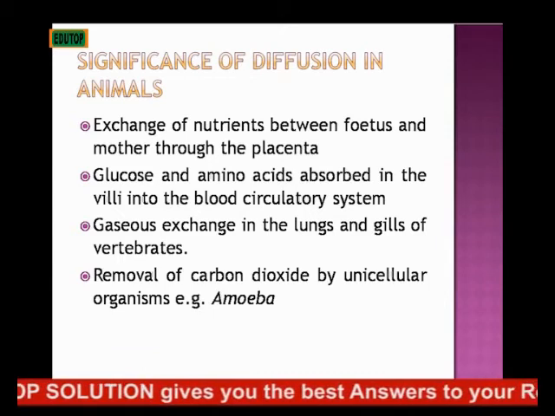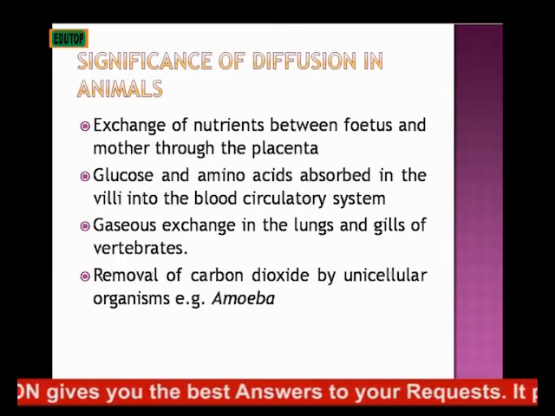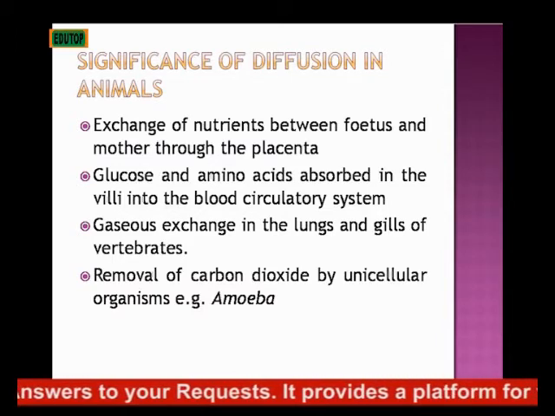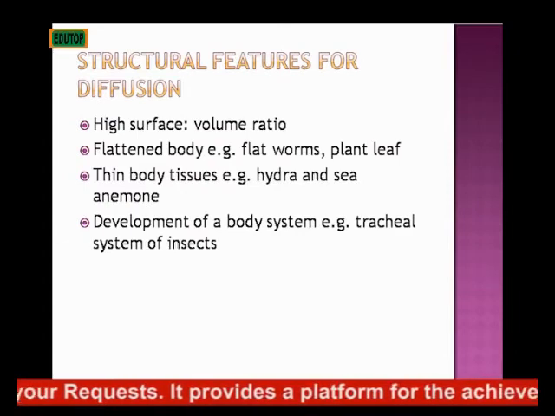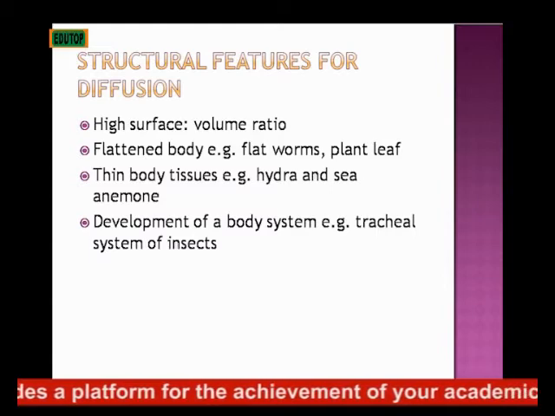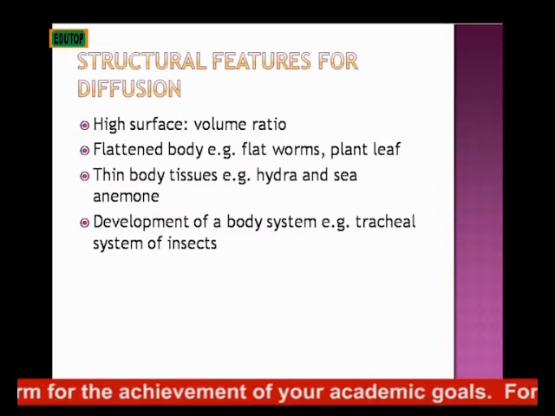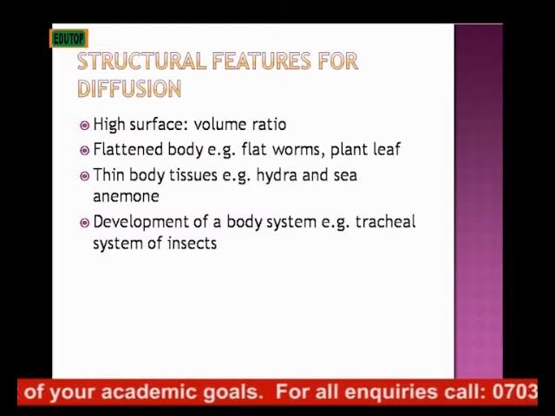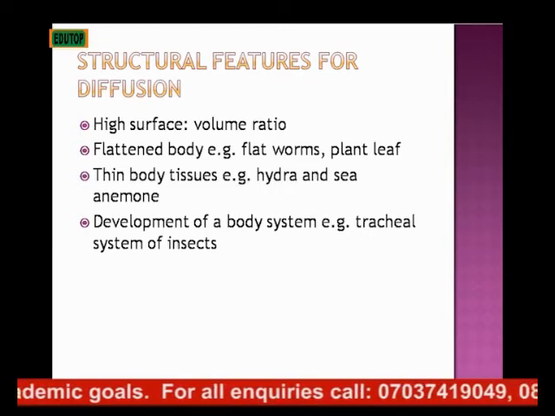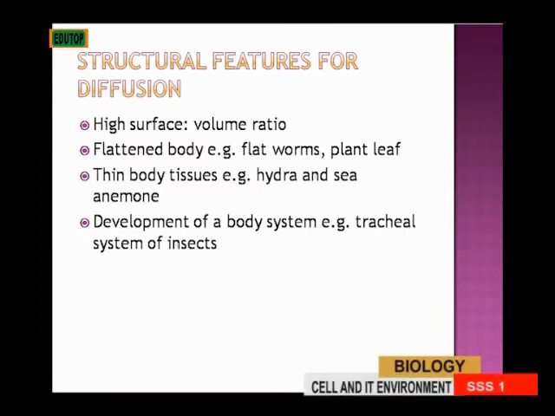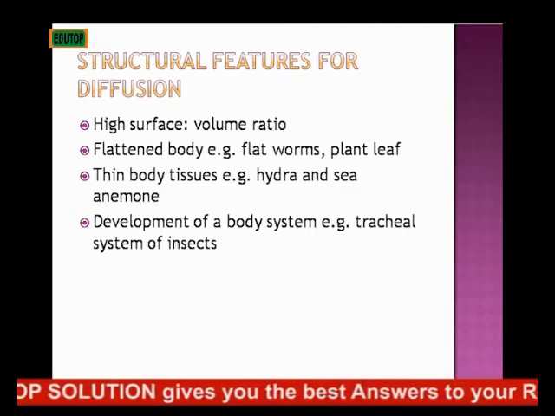Then what are the structural features for diffusion? That is, what are those things that aid diffusion? What are those things that encourage diffusion? The first is high surface to volume ratio. Let me give you an example. For instance, when you have an organism that is small, the surface to volume ratio is high. But when an organism is big or large, the surface to volume ratio is low. So when an organism is small, it has a high surface to volume ratio, then diffusion is easy.